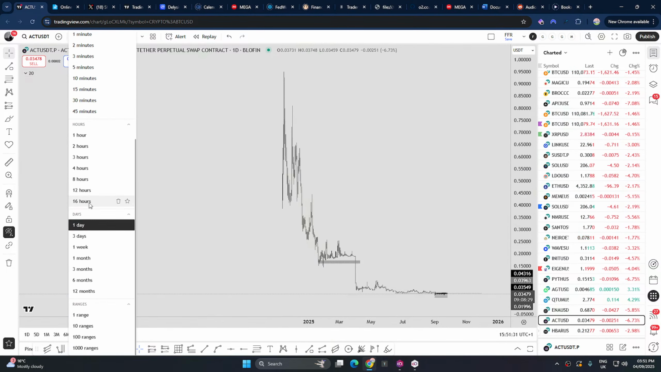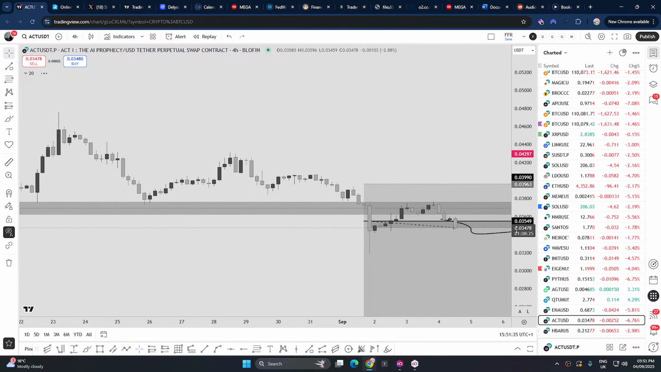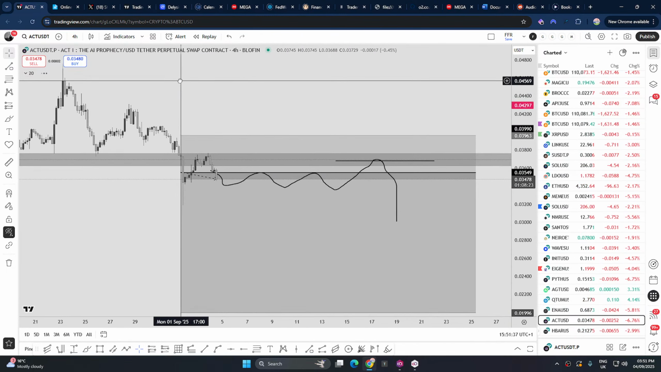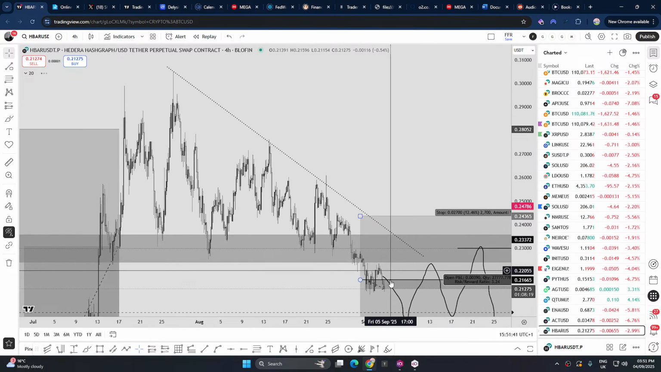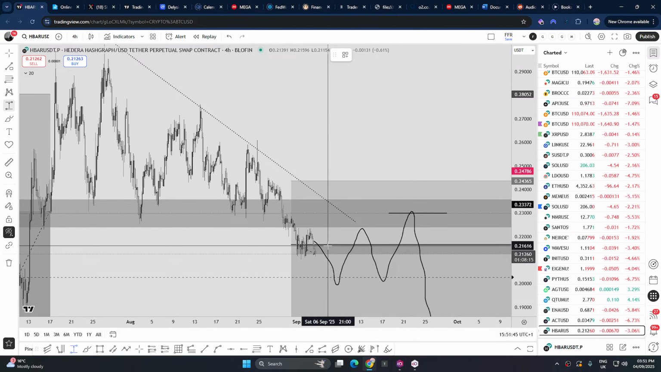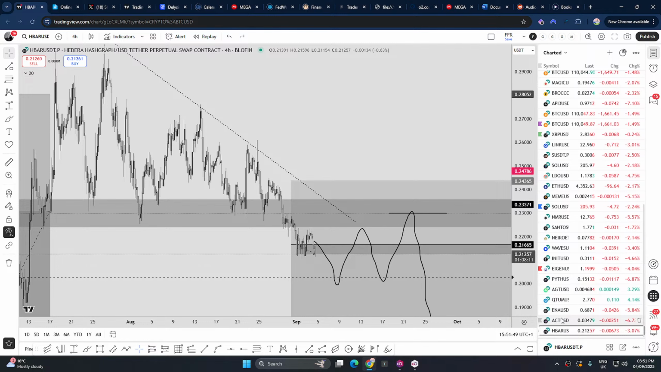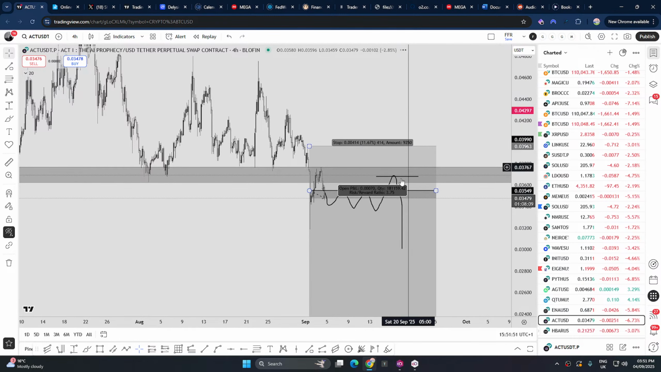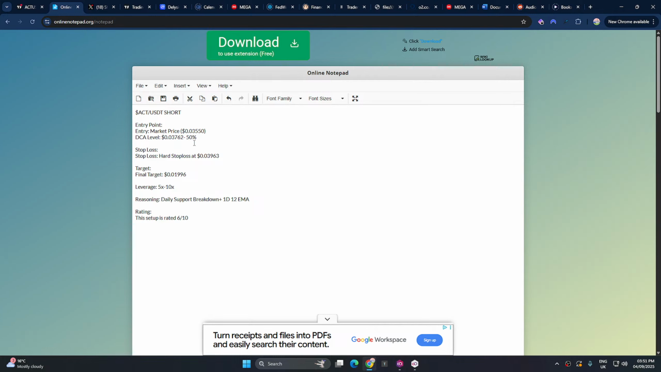If you would watch this live stream from the start, I've already given the entry for ACT and for H bar also. Both of these trades, they're active. Stop loss has not been moved to break even, although this one is almost 2% down from the entry point, and ACT is almost around the entry point.